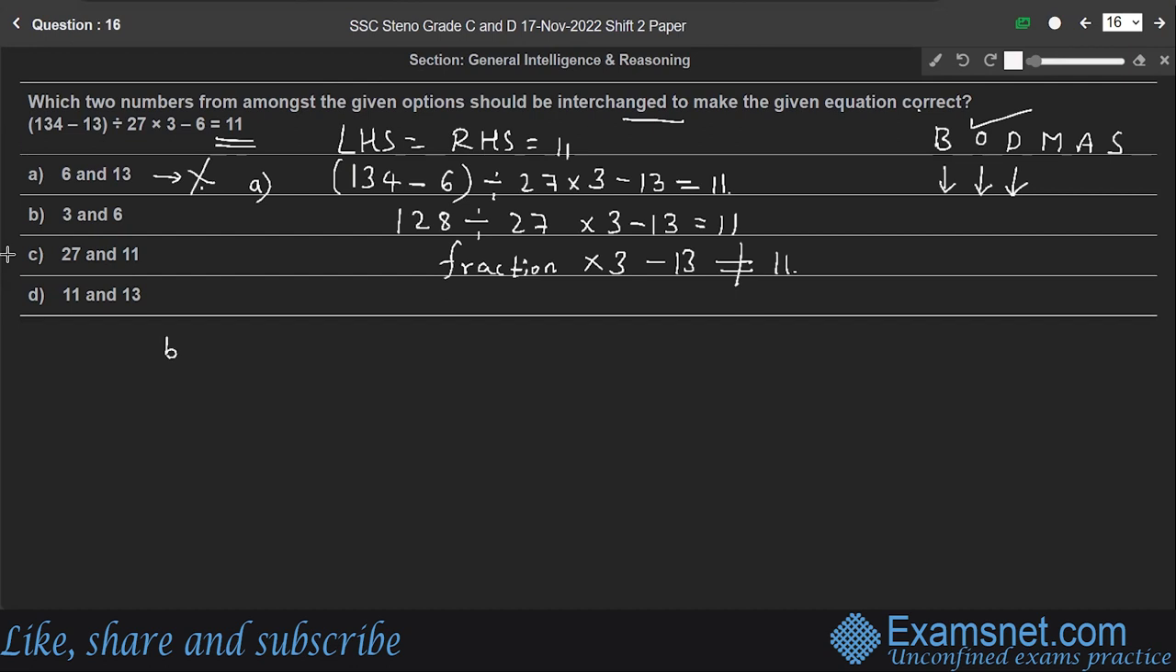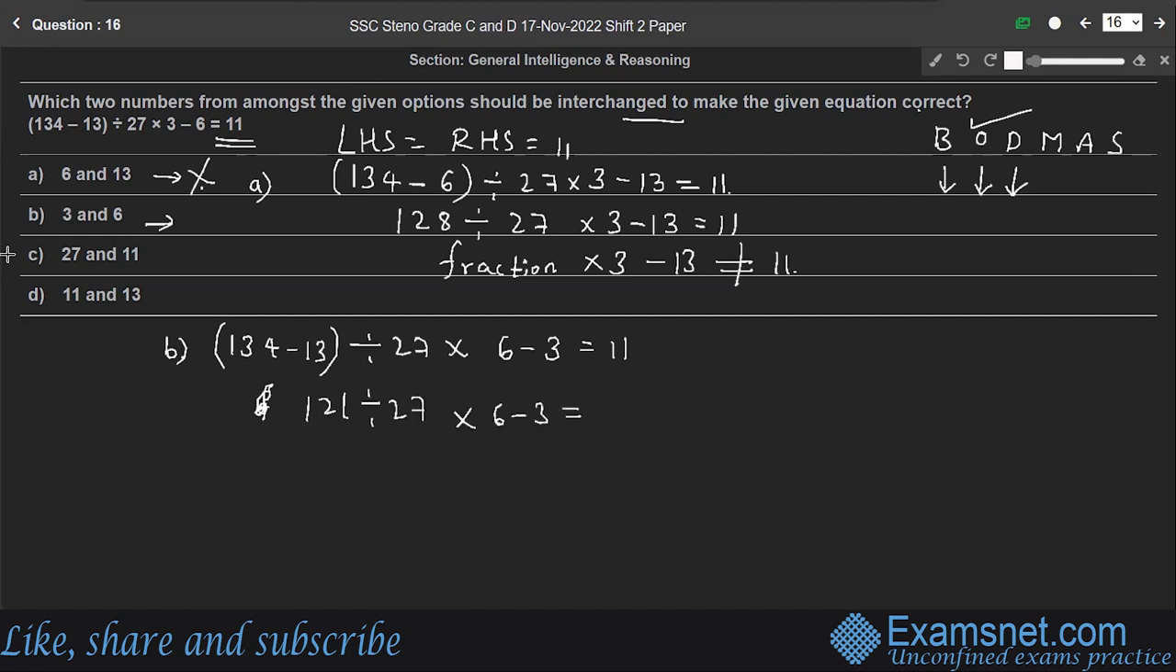So, let us go for option B. Interchange 3 and 6 in the given equation. The equation becomes 134 minus 13, divided by 27 into 6 minus 3, should be equal to 11. Again, by the BODMAS rule, remove the bracket part. 134 minus 13 gives 121, divided by 27 into 6 minus 3, should be equal to 11.